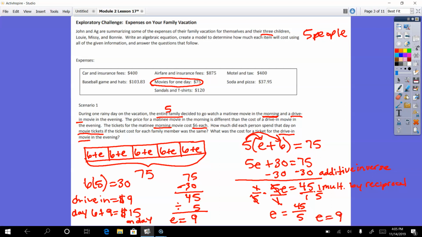Again, that's why we use our variables, so that we can see what E is representing. E is just representing the evening. Then you got to go back and read through your questions.